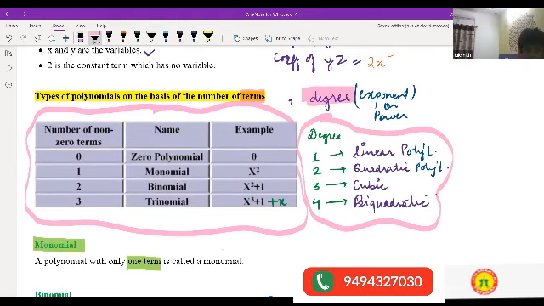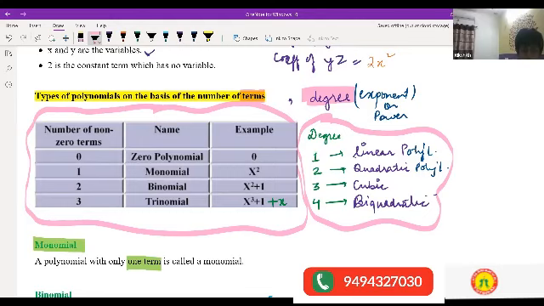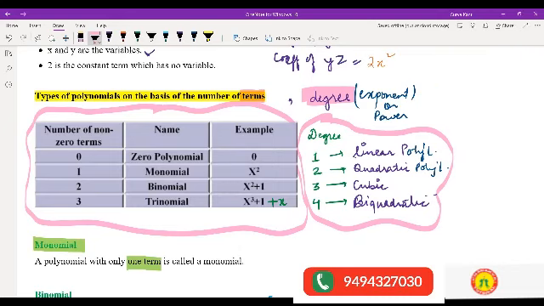So for example, in the example of binomial, x square plus 1. Yeah, any two terms you can say. X to the power 100 also you can take, no problem. X to the power 100 plus 1. Is that a linear polynomial as it only has one? Tell one example what you're saying.